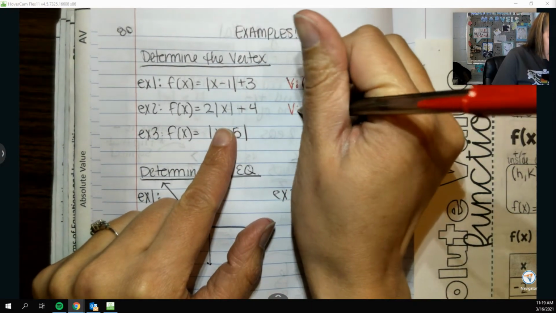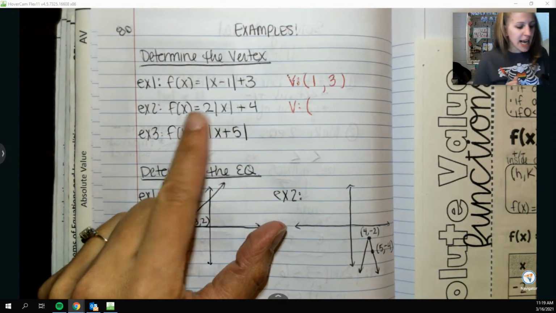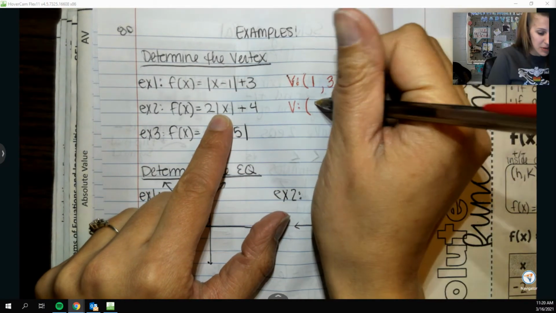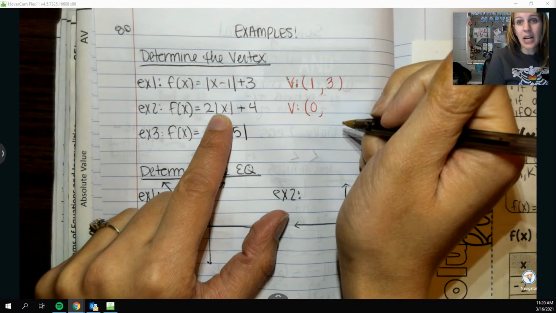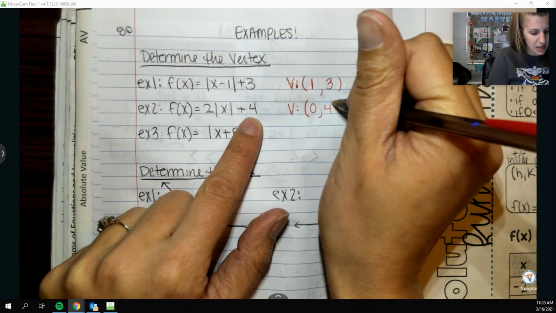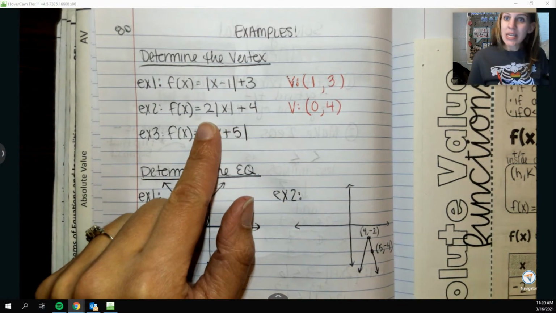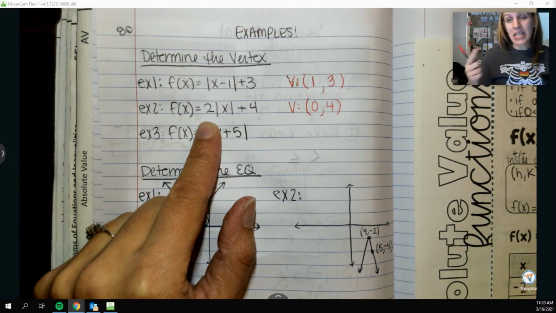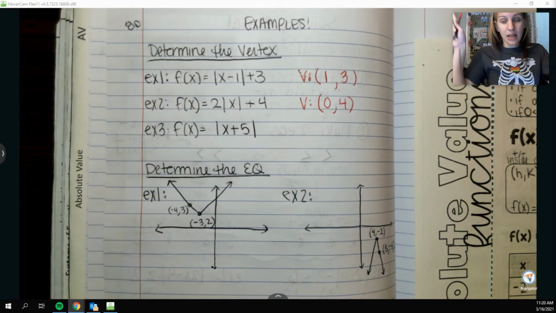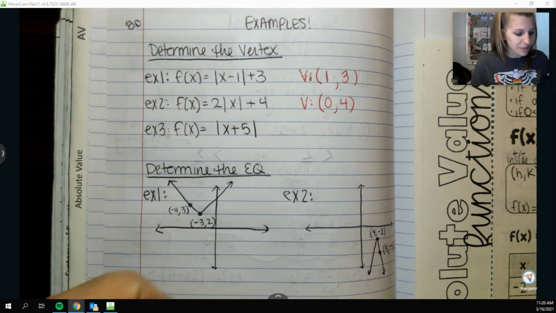Looking at this one here, if I want to find the vertex, I look inside to find the number with x, and there isn't anybody in there, so that's 0. And then I look at the number outside being added or subtracted, so that's 4. The 2 is like my slope. That number is being multiplied, so that's like my slope. That's how I should travel going from the vertex, like how fast or how slow.